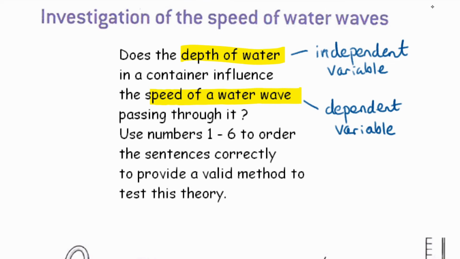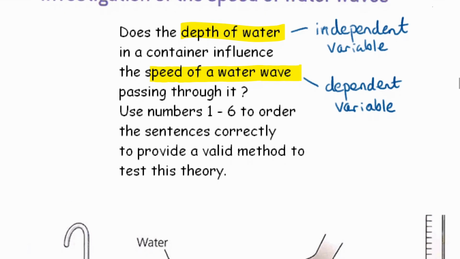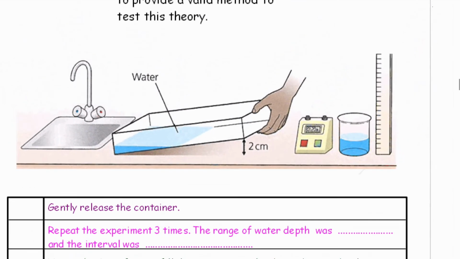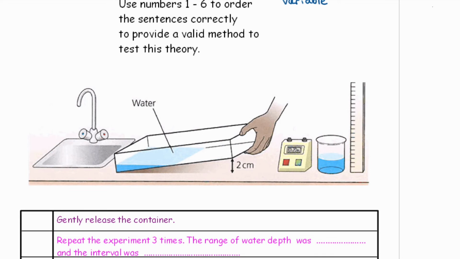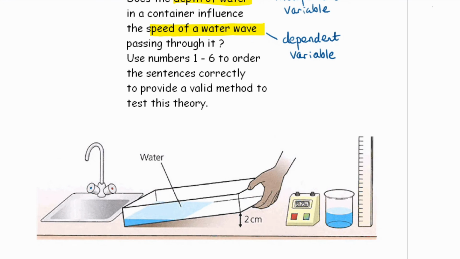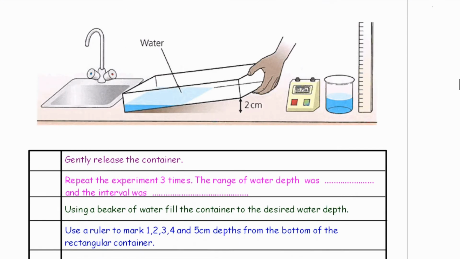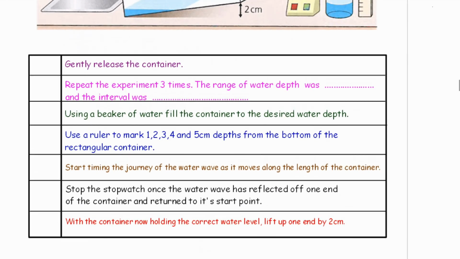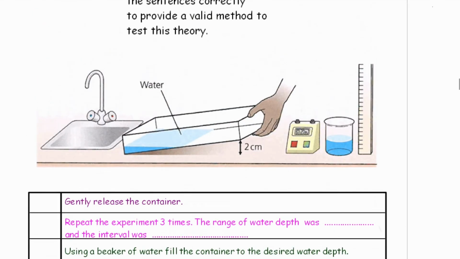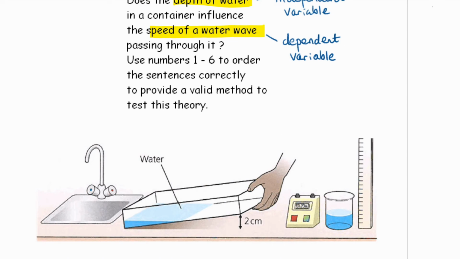Use numbers 1 to 6 to order the sentences correctly to provide a valid method to test this theory. Well, I'll talk through it. I'll then show you a link I'd like you to click on, which is on Study Zone, so that it's explained in a different way. Before then, you number these underneath on page 15 to get the correct method. So it's quite a straightforward experiment. You just fill a tank or tray of water, and you use a ruler to measure the depth of the water. You lift one side up, you place it back down on the desk, and the wave will go up and down and reflect off the side of the tray.